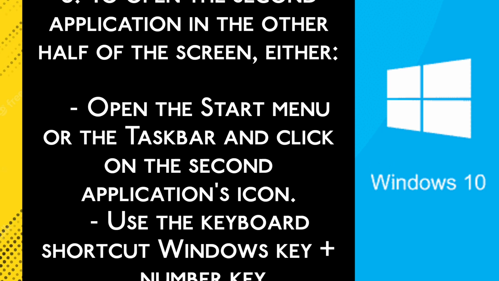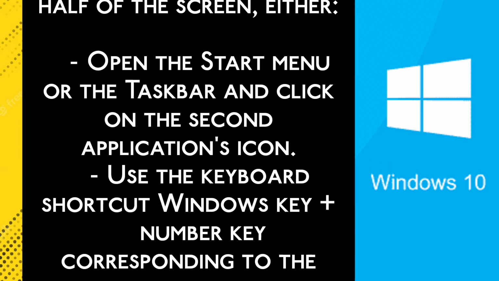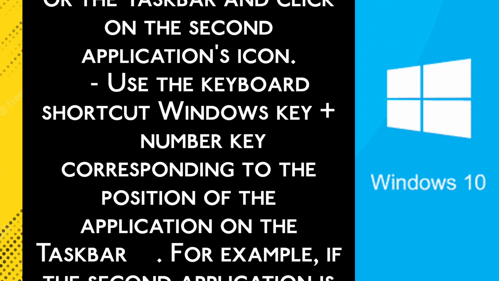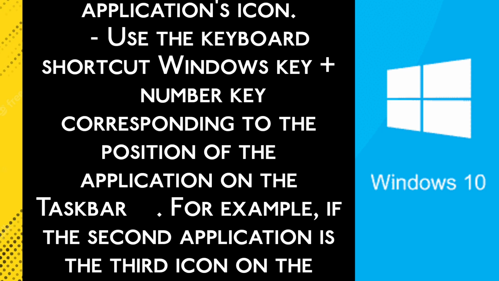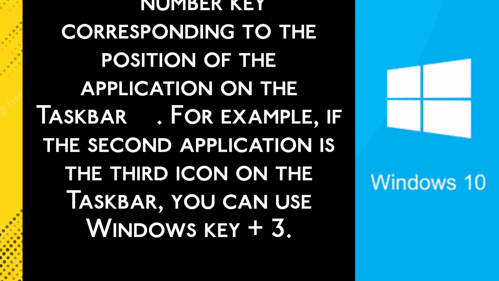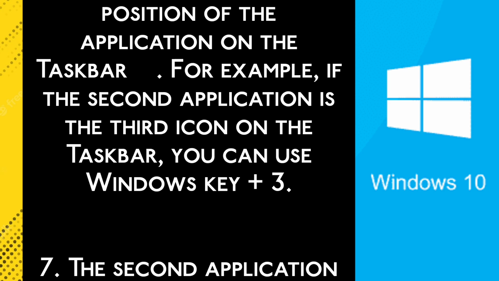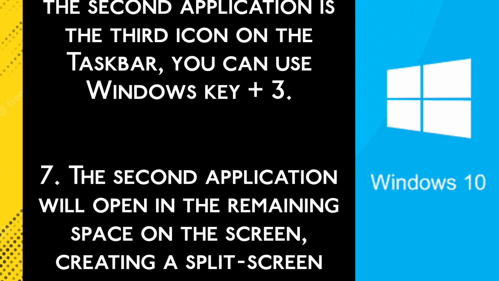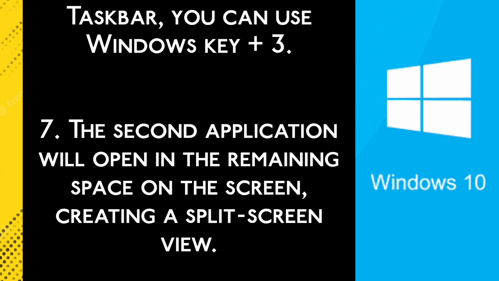Use the keyboard shortcut Windows key plus the number key corresponding to the position of the application on the taskbar. For example, if the second application is the third icon on the taskbar, you can use Windows key plus 3. Number 7. The second application will open in the remaining space on the screen, creating a split screen view.